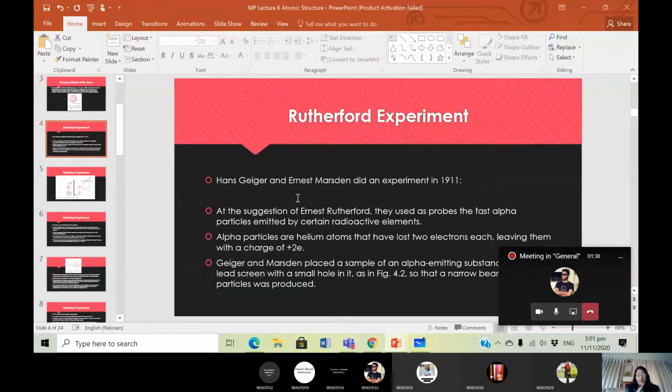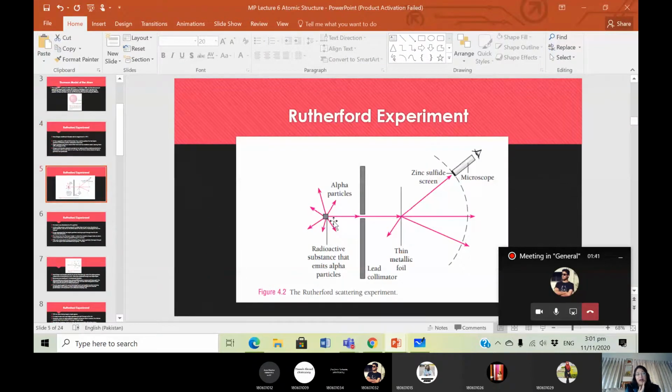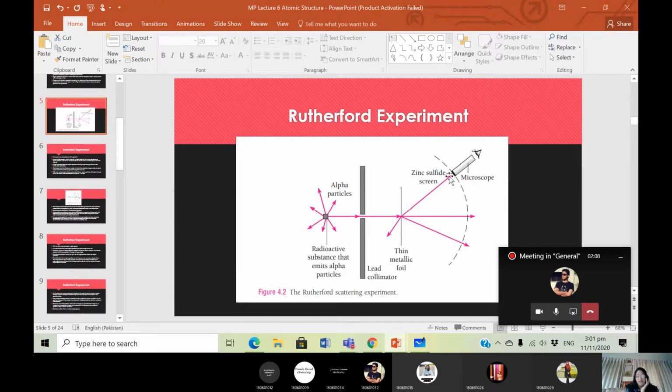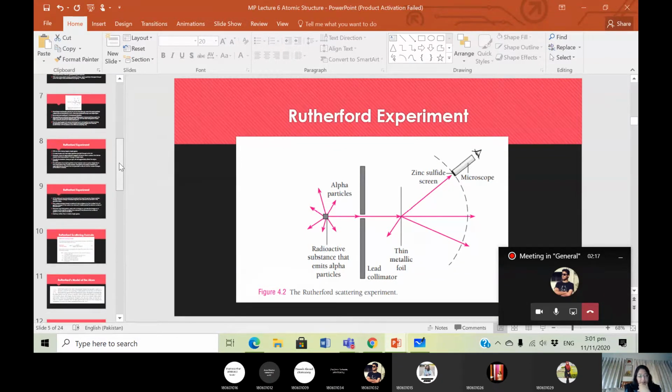At the suggestion of Rutherford, Geiger and Marsden did an experiment with alpha particles passing through a slit in a lead sheet, and then bombarding a thin gold foil. Some of the particles would reach the zinc sulfide screen, and some would be deflected. Most of them would pass through. Some would be deflected at large angles, like this one. Then they would reach the zinc sulfide screen, where they produce flashes of light, and the microscope would be there to detect the flashes of light, to detect the alpha particles.